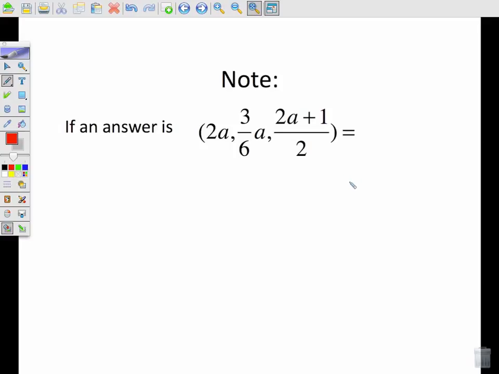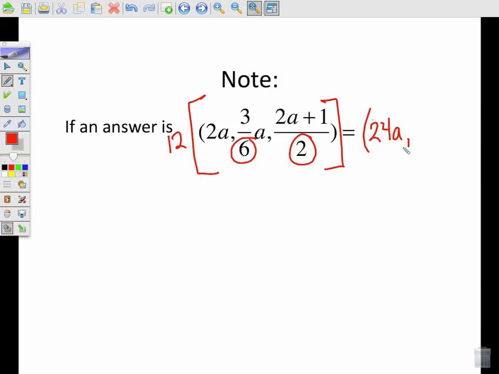one little note here. If you have an answer that is 2a over 3, 1/6 a, and 2a plus 1 all over 2, what you can do is take each one of these and have a common denominator and multiply them by the same smallest multiple. So I would take all of these and multiply them by the least common denominator, which would be 12. So this would be 24a. That would be 6a. And 12a plus 6.